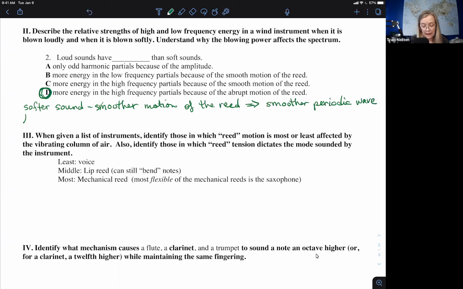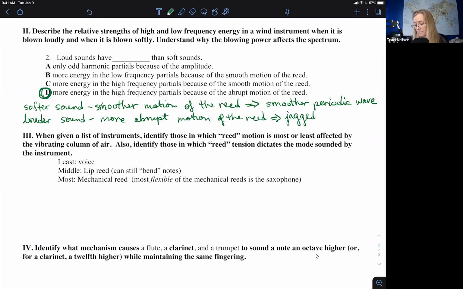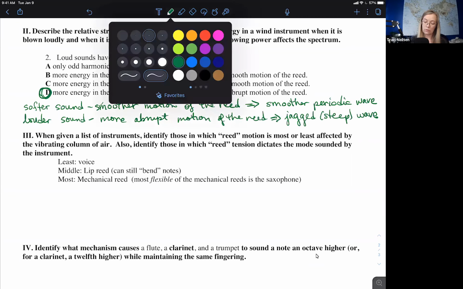Okay, but louder sounds have a more abrupt motion of the reed, which will be more jagged or more abrupt. Is jagged a good word? With steep portions. Okay, and that jagged or steep wave corresponds to more high frequencies.